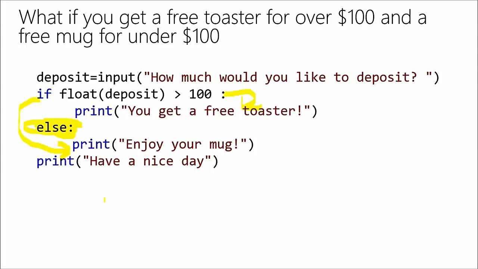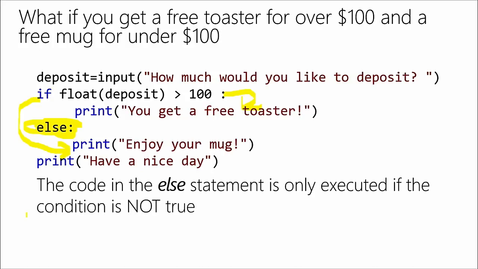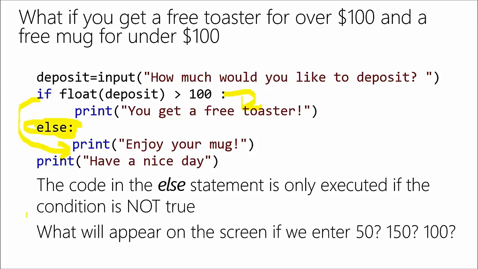So now I have a one or the other type situation. It will either give me a free toaster or give me a free mug, but I'm getting something either way, no matter what I deposit now. So the else statement is only executed if the condition is not true.